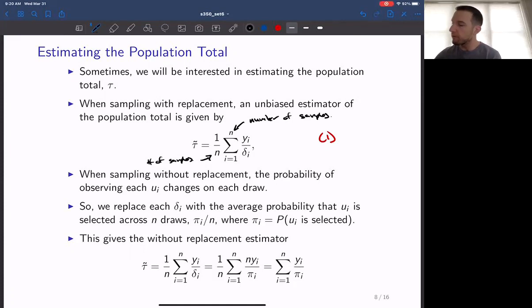So we can replace the delta I with the average probability that the ui is selected, which we call pi I over n. Okay, so pi I is going to be this probability that ui is selected. If we do that, our estimator for tau tilde becomes the sum from I equals 1 to n of the yi over the pi I. So let's just take a look at how this is going to work, because it's easier to illustrate than it is to explain.